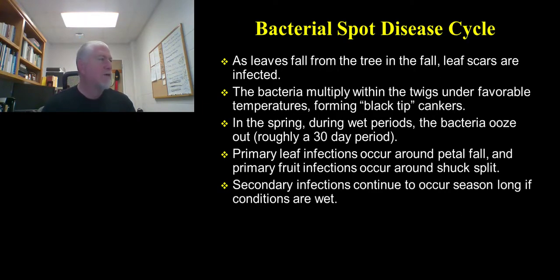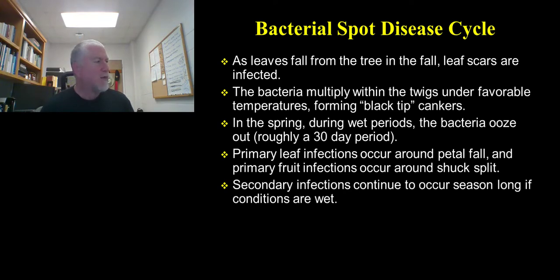And then if you're looking at the disease cycle, there are some things you need to be aware of, and this may help you to think through how you can control this better. First of all, the bacteria enters into leaf scars that come out in the fall. So as soon as the leaves start to fall, there are those leaf scars there, and the bacteria can enter in. And from that, it will form black tip cankers, or cankers that would last through the winter.